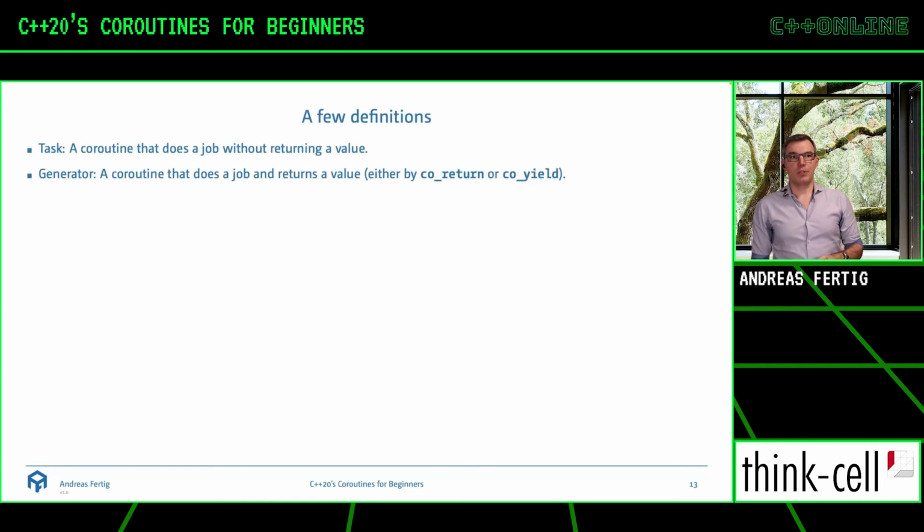Let's have a few definitions for the rest of the talk. I will refer to a task as a coroutine that does a job without returning a value. And I will refer to a generator as a coroutine that does a job and returns a value, either by co-return or co-yield, whatever is necessary.